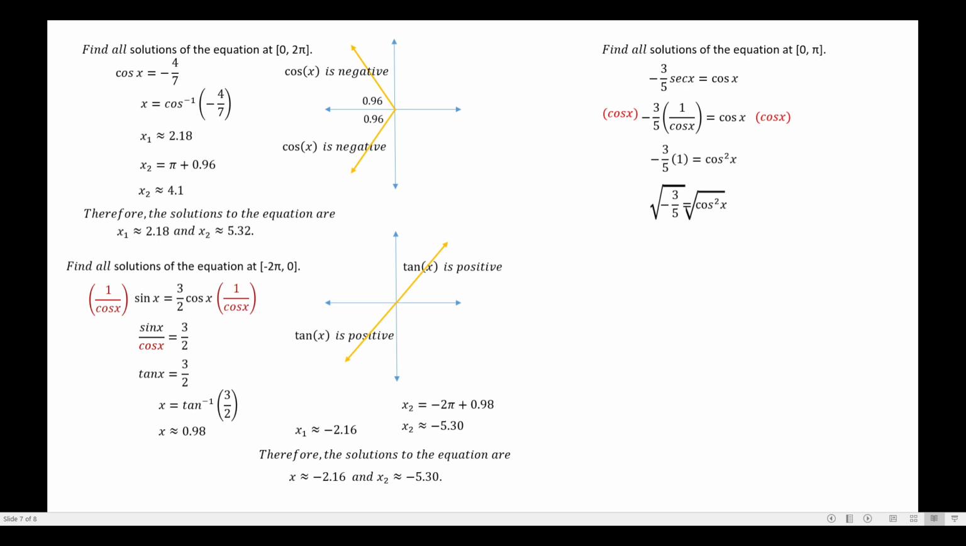Then here's one thing for this equation. Because negative 3 over 5 is negative, the square root of negative 3 over 5 will give imaginary numbers. And in this case, our x-axis is actually a number line containing real numbers. So that means for this problem, there are no solutions to the equation.